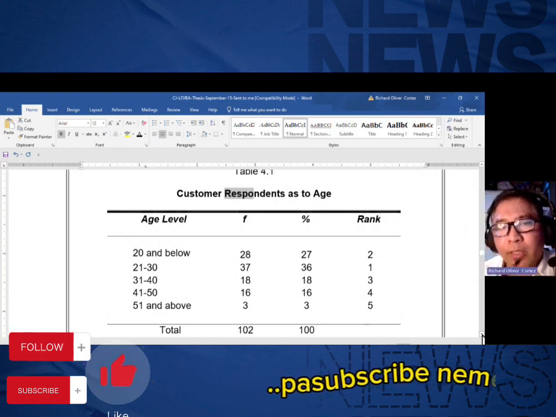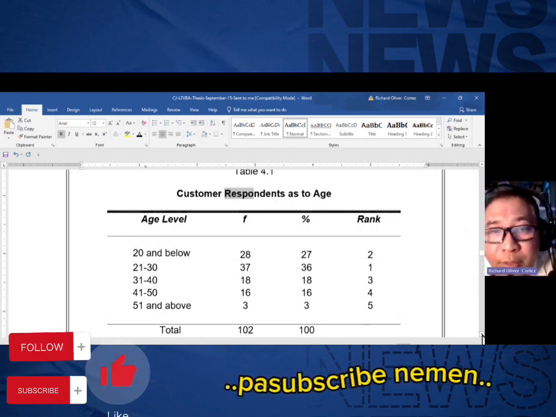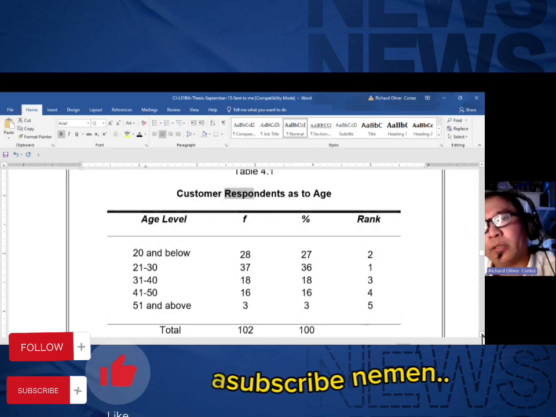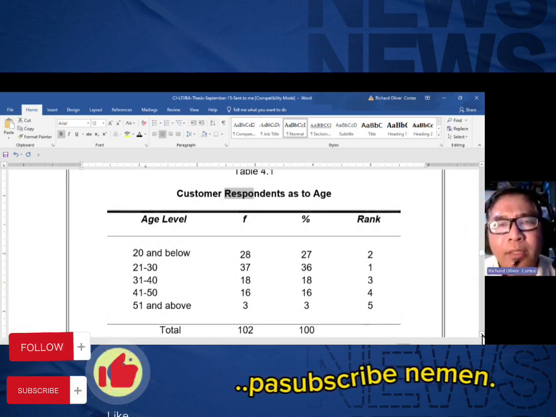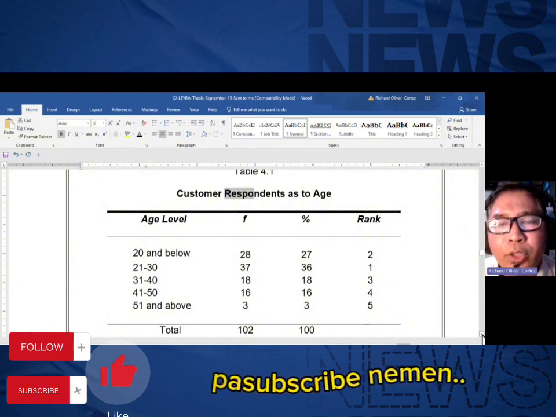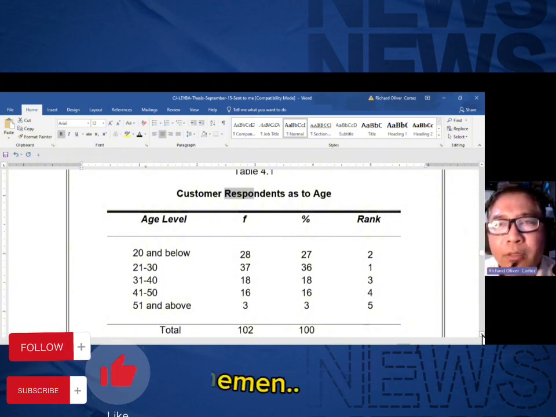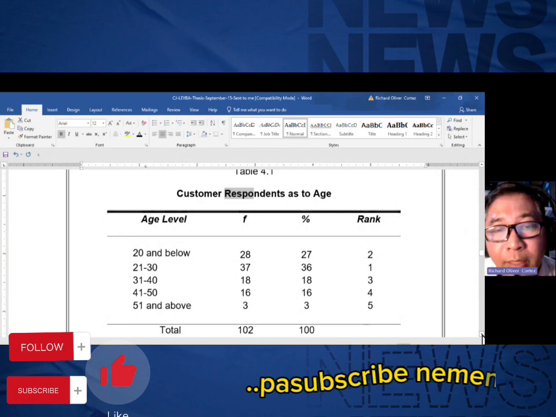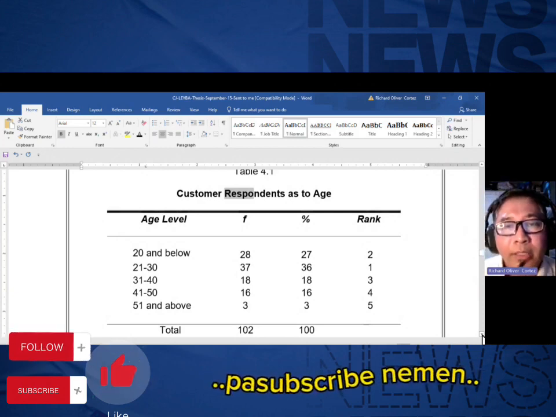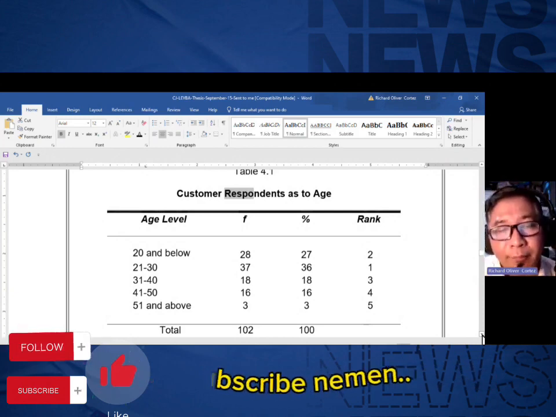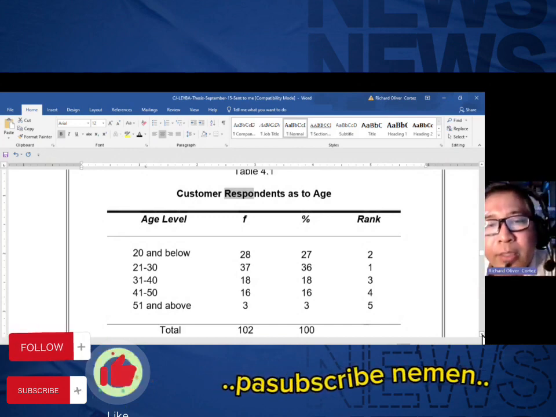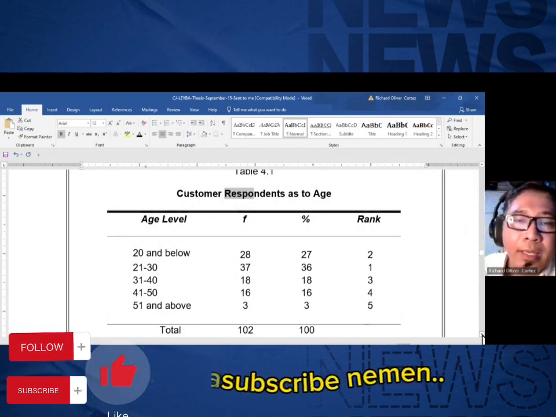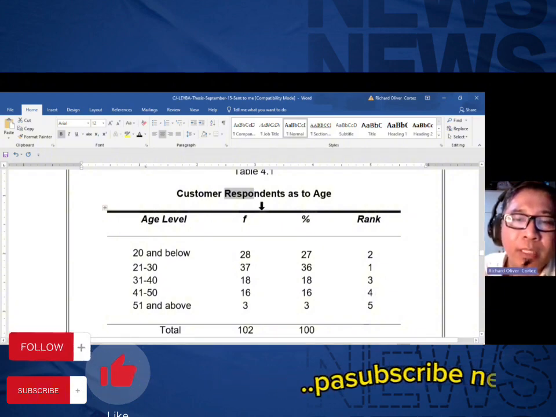And this table has four columns. The first column should be your indicators, for example, the age level, the gender of the respondents, the civil status, educational background. So if we're talking about the demographic profile, those are the indicators to be written in the first column of your table. And column number 2 should be the frequency, and the column heading should just be a small letter f.